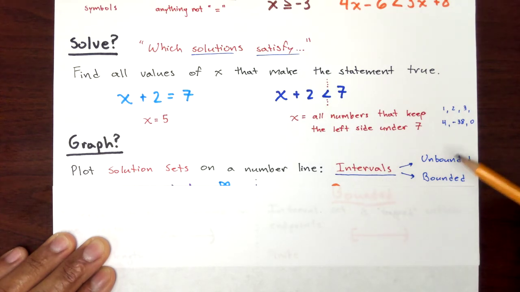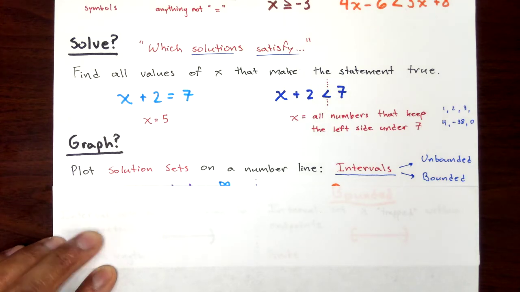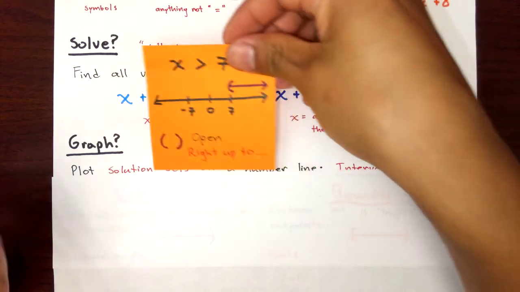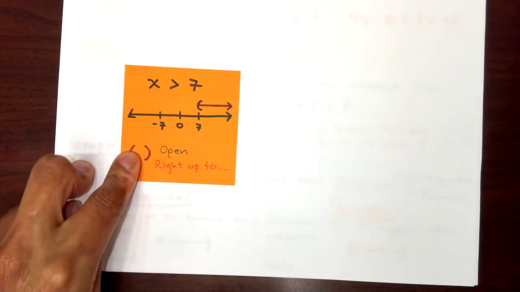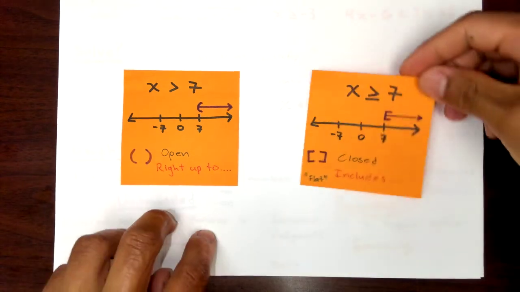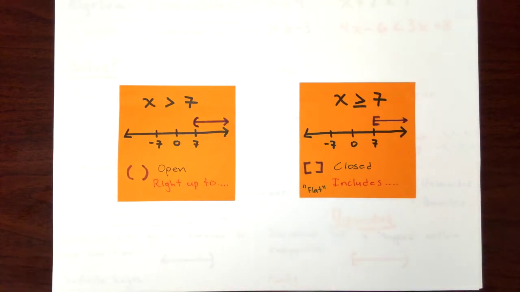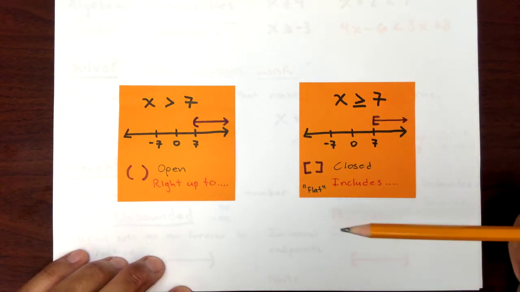Okay, an interval is going to be either unbounded or bounded. Now, what does that mean? Before we get into that, let's talk a little bit about graphing. I have two examples here for you guys. One of them is x is greater than 7, and the other one is x is greater than or equal to 7. I went ahead and graphed them on these two sticky notes here.